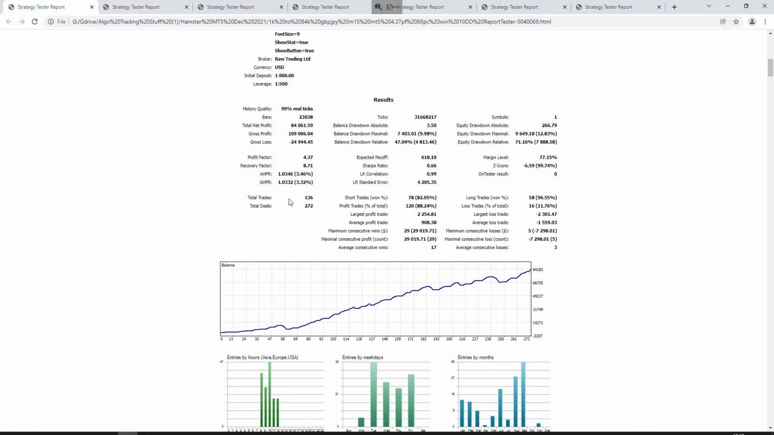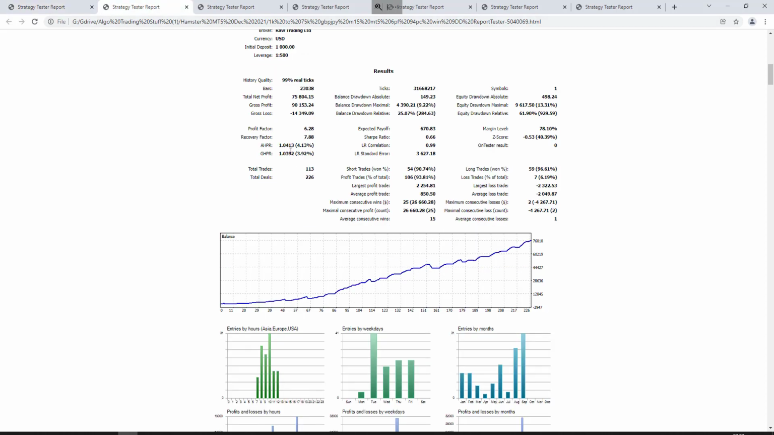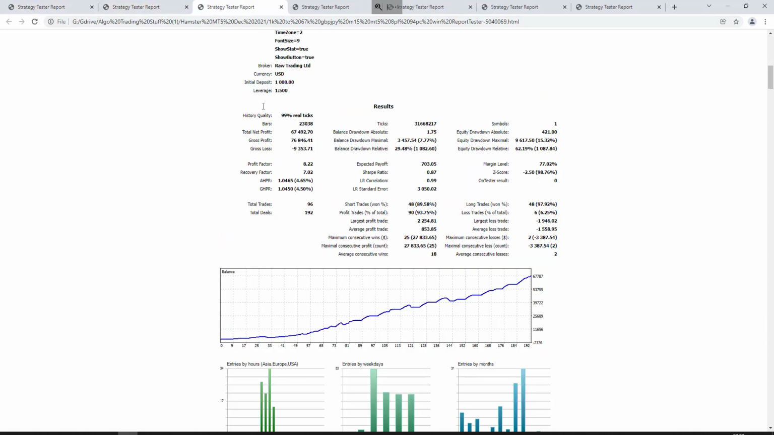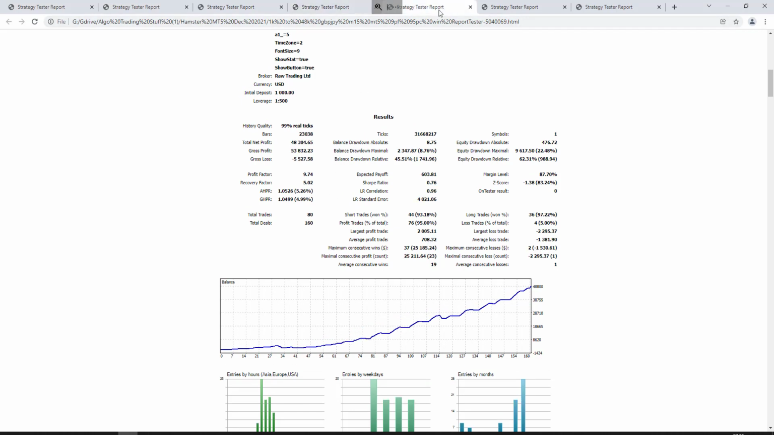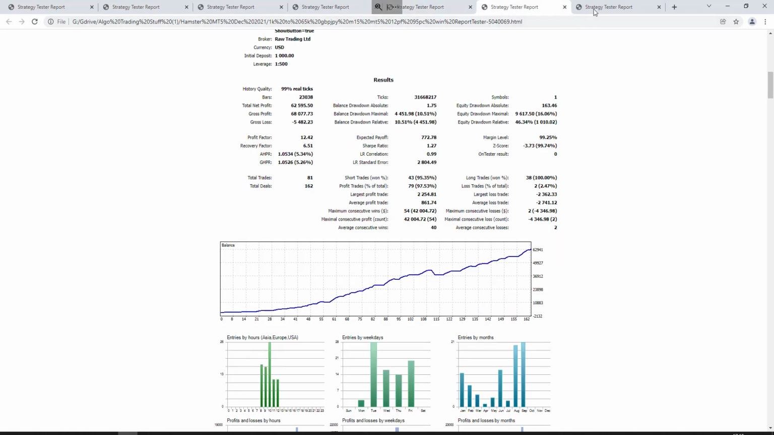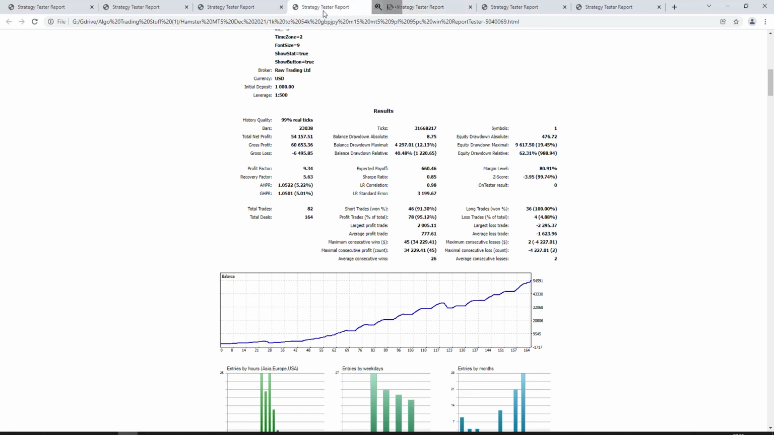Let's see how many trades it's made. So total deals 272, but still quite a decent number of trades. This one here is less, 76%, 93, 95% profit trade. This one here made a little bit less and less trades. So I've got a few optimizations, and sometimes when you've got so many and they look kind of similar, it's not always easy to figure out which is the best one.